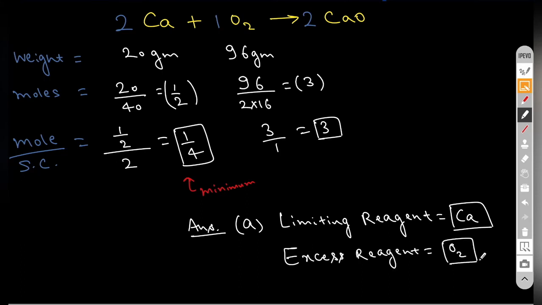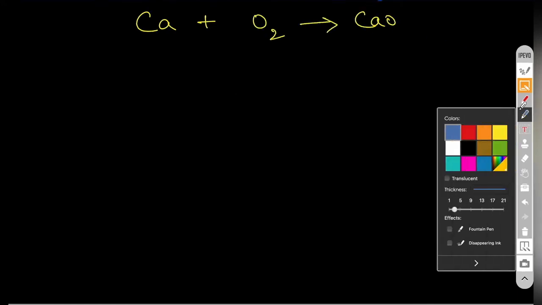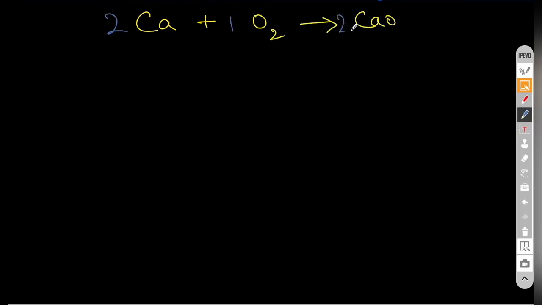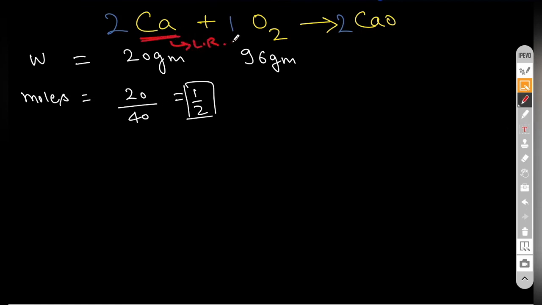Now moving to next parts. Again writing the reaction Ca plus O2 giving CaO. Right here 2, 1, 2. Here the weight which was provided is 20 gram, here 96 gram. Moles we calculated earlier, 20 divided by 40, 1 by 2. Since calcium is the limiting reagent, we'll use the data for calcium to solve the problems.